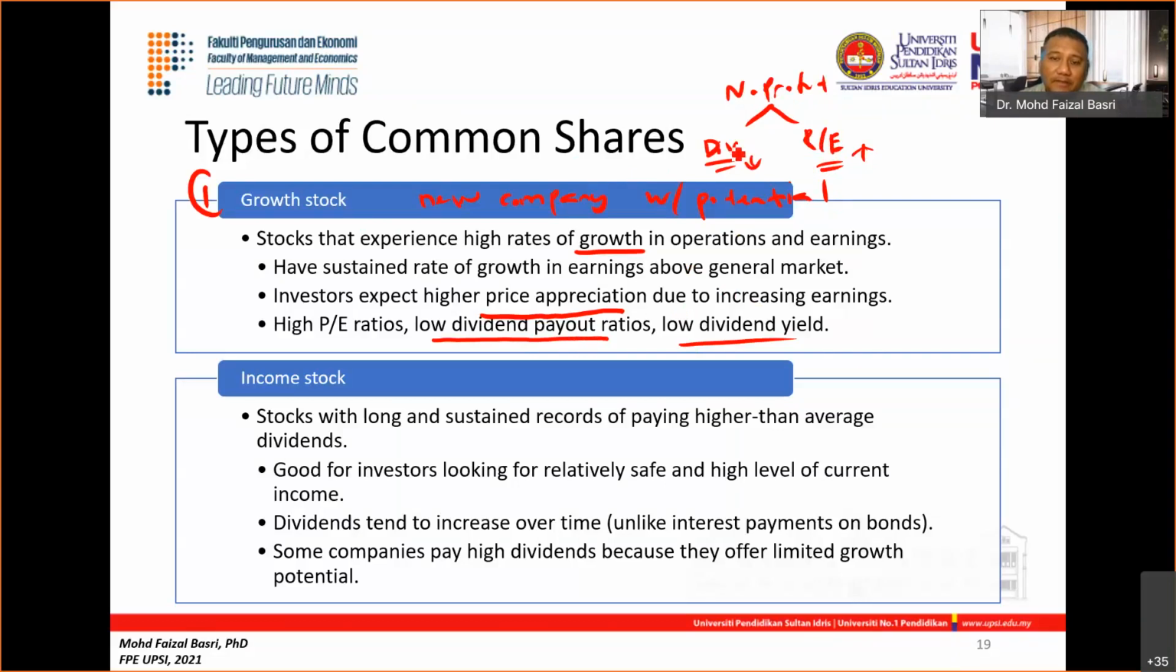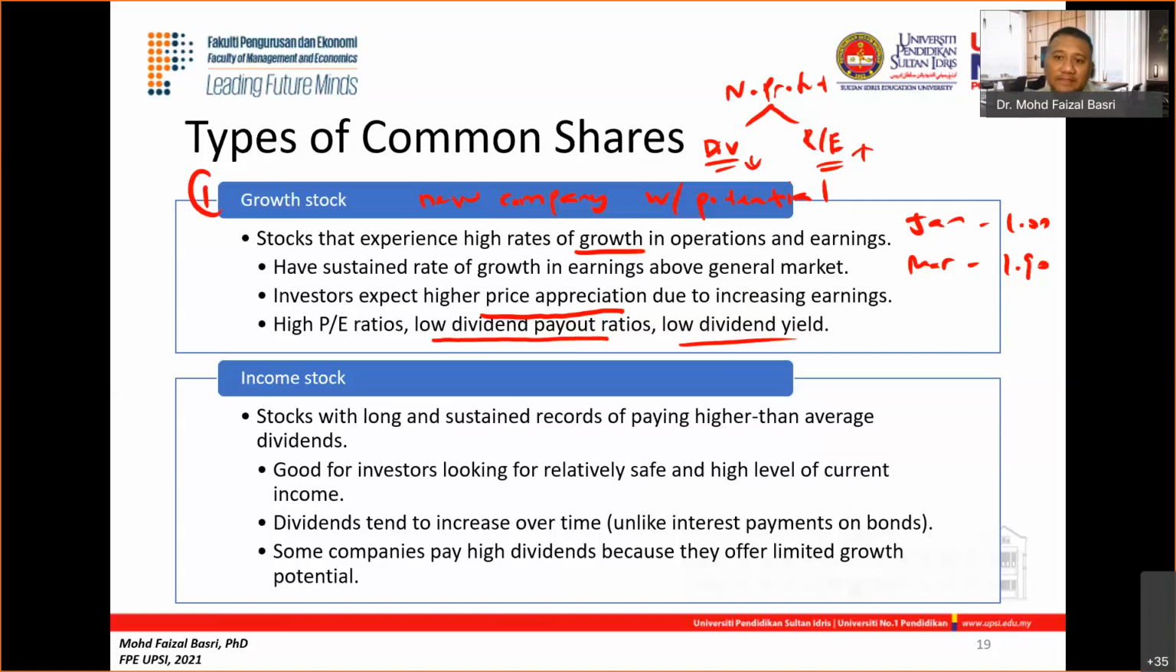So as an investor, if you intend to get dividends from growth stocks, you should look elsewhere. You shouldn't invest in growth stocks if you intend to get high dividends. But for high price appreciation, yes. When we talk about high price appreciation, it means, let's say in January, the price is RM1. In March, the price increased to RM1.90, for example. So the 90 cent increase is called price appreciation, the price increasing from one time to another.